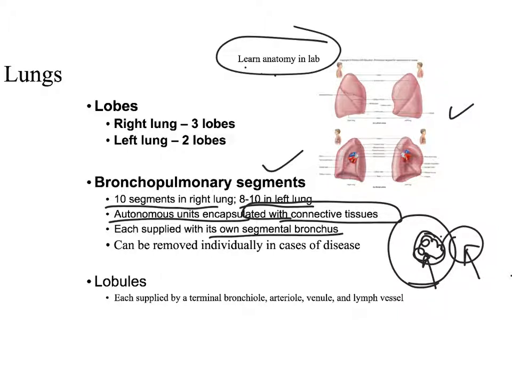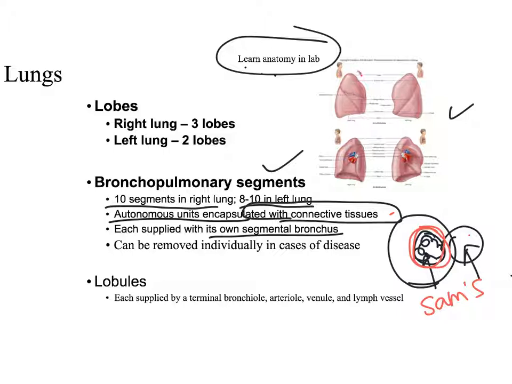And usually, because they're individually wrapped with their own connective tissue, they protect the other segments, so the disease doesn't metastasize as fast. So it's like being individually packaged. It's like, I think, a Sam's Club, right? Or Costco or something, when you buy individual packages within a package that's already wrapped.